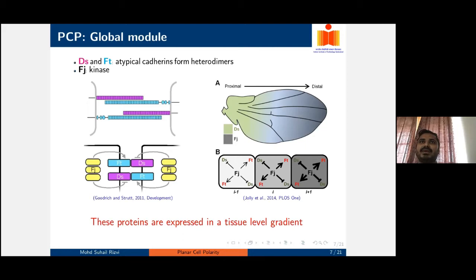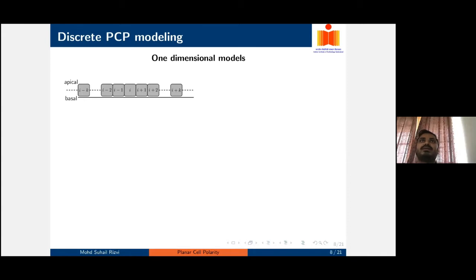You can see that because of such complex interactions between different proteins, as well as some spatio-temporal dynamics, which is also there in this whole system, there have been a lot of modeling works to understand the dynamics of this whole process. Here I'm just going to give you a couple of examples. Almost all of the work which has been done in this area has modeled the tissue as a discrete system.